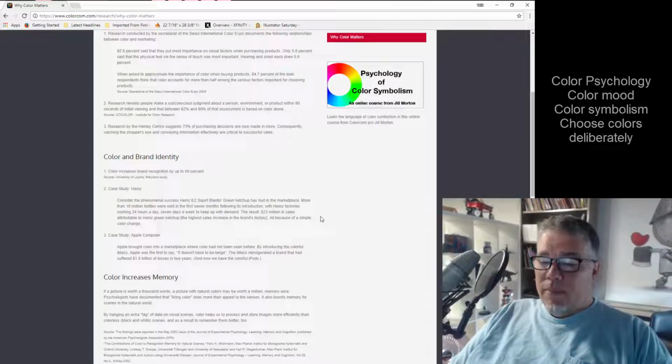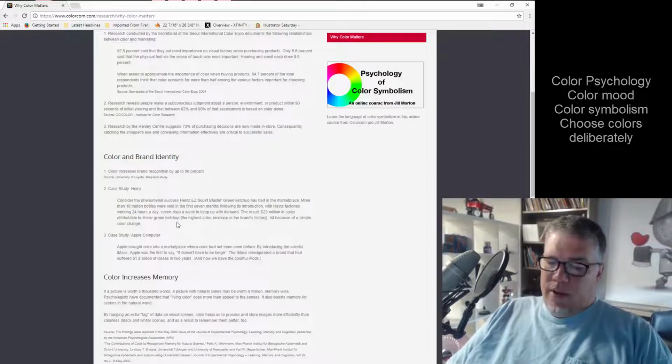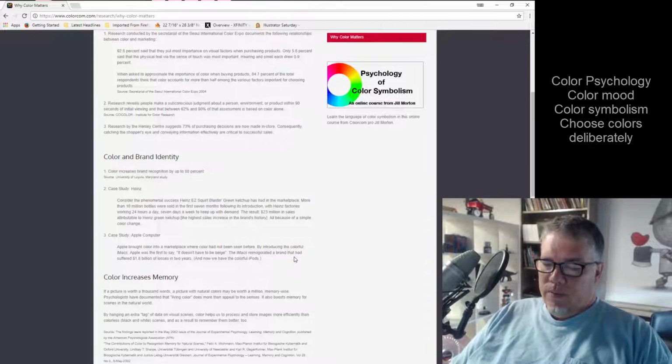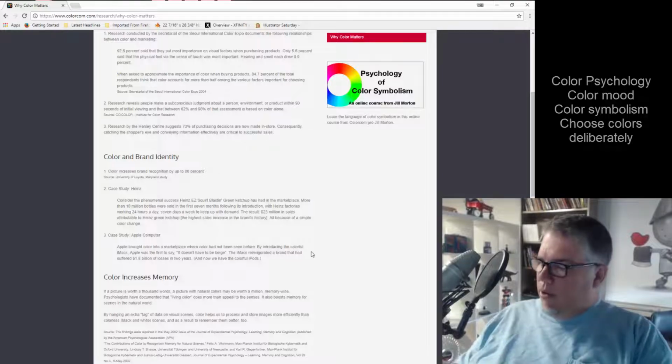So Heinz has been around for a long time, and just by changing the color, they woke people up and their sales increased dramatically. Another one was Apple Computer, and I remember this as a child. I remember when the first Apple computers came out. They brought color into the marketplace where color had not been seen before by introducing the colorful iMacs. Apple was the first to say it doesn't have to be beige. The iMacs invigorated a brand that had suffered 1.8 billion in losses in 2 years. And I guess what I'm talking about is the first time I saw Apple, they had the rainbow Apple logo. What they're talking about here is the colored iMacs.